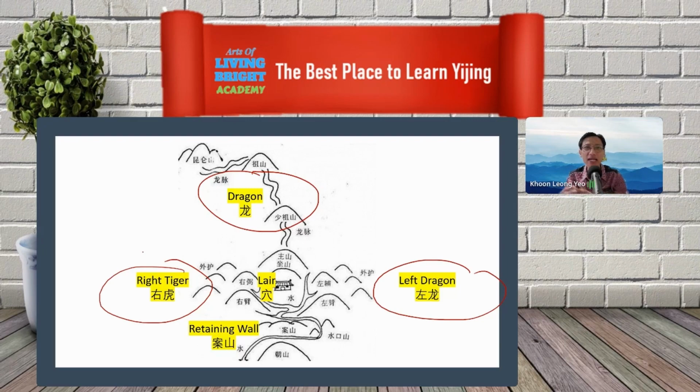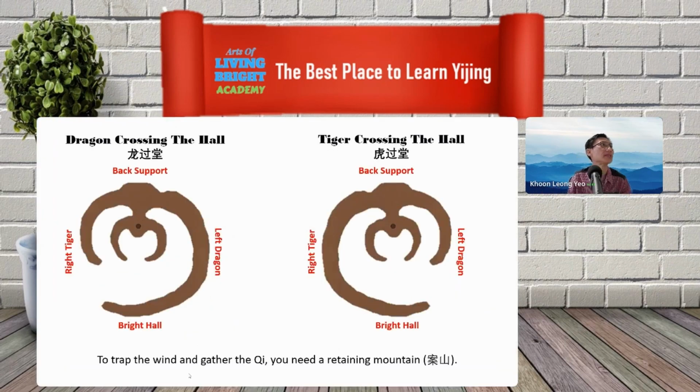Now, how do we determine the An San, whether it is good or not good? We'll talk about that later on. So basically, I've shown you an example of dragon crossing the hall and tiger crossing the hall. Whatever the formation, what we want to do is trap the wind and gather the qi, and you need a retaining mountain to do that. I repeat, you need a retaining mountain to help you trap the wind and gather the qi.